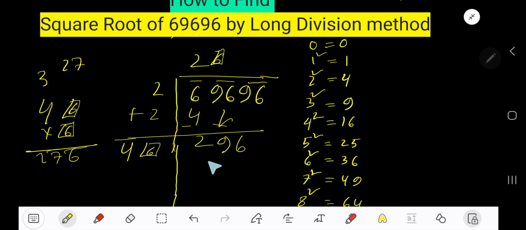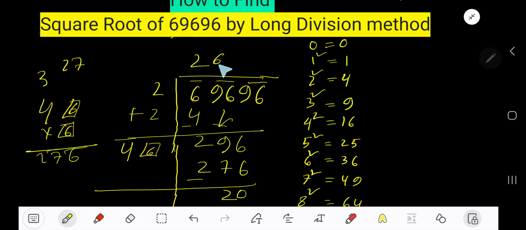That's 276. Now let me subtract. 6 minus 6 is 0, 7 minus 9... that is 20. 20 is less than 46, so our subtraction is correct. So our guessed digit 6 is correct, right?